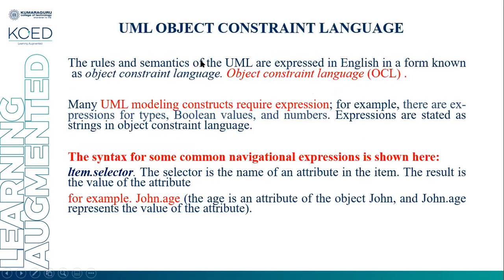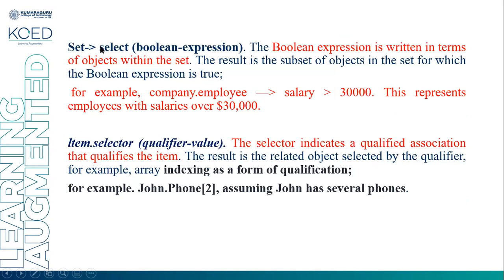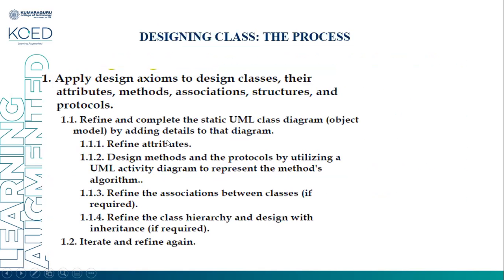So these are the three Object Constraint Language expressions. We have item.selector, where item means the object and selector the attribute. Then set->select(Boolean expression), which selects a subset of the given set based on the Boolean expression. And item.selector[qualifier value], where, based on the qualifier value, the value will get extracted.